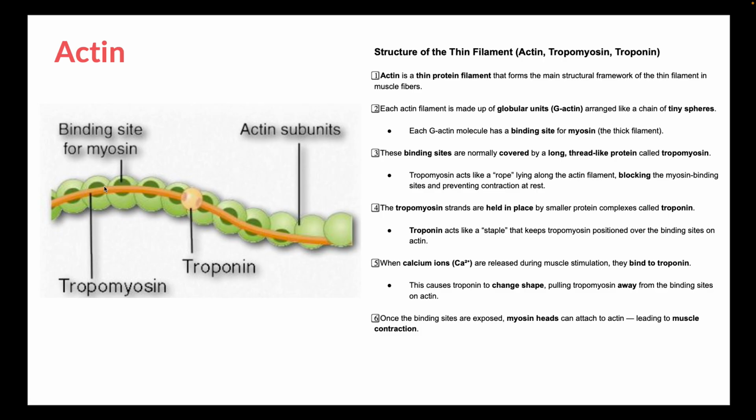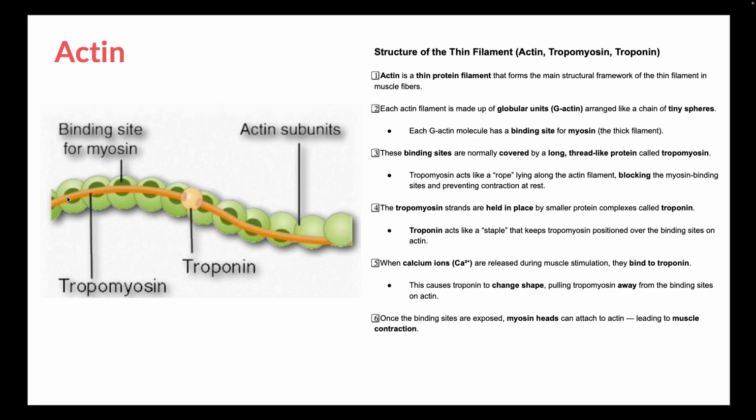But for the tropomyosin to cover it, there are some other proteins holding the tropomyosin in place so that it will not be pulled away. You can think of it as a staple or a peg. When you dry your clothes on the dry line, you put pegs on them so that whenever the wind blows, the things will not be taken away. And troponin is, let's say, the staple that is stapling the tropomyosin in place so that it will cover all the binding sites of the actin.